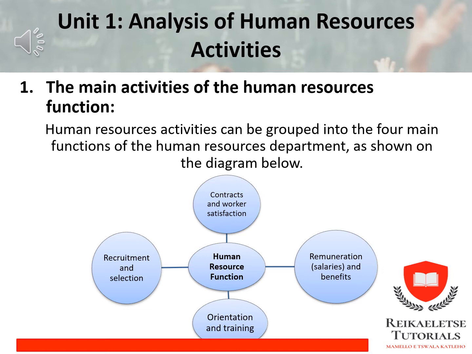Contracts and worker certification, one. Remuneration, salaries, and benefits, that's two. Three, orientation and training. Number four, recruitment and selection. So these four are the main activities of human resources, and therefore we say HR activities can be grouped into the four main functions of the HR department.